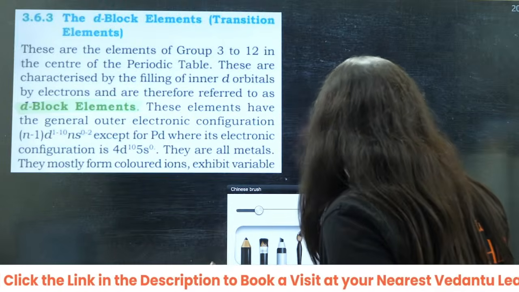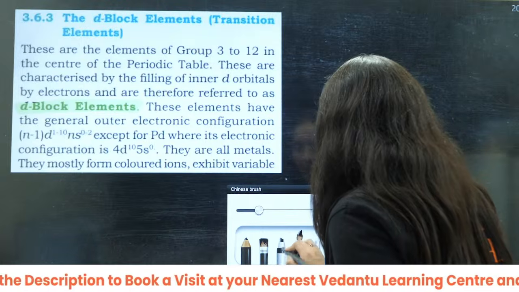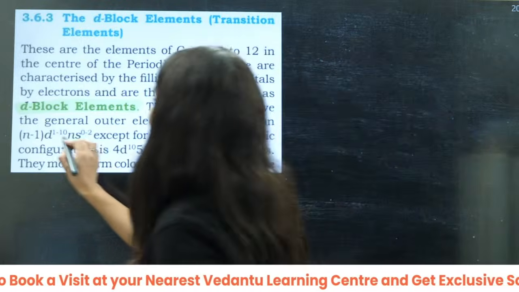I will not do that, because this is the NCERT book only. Let's not criticize the NCERT book.